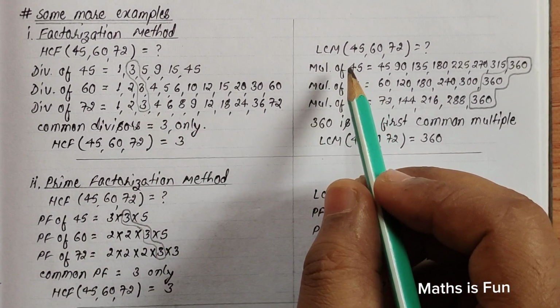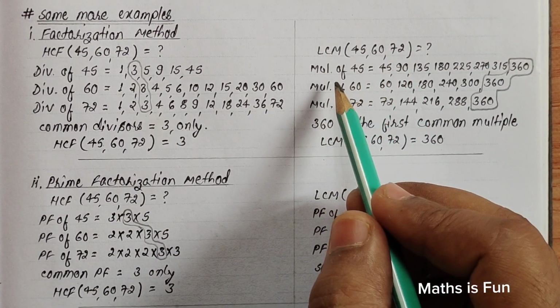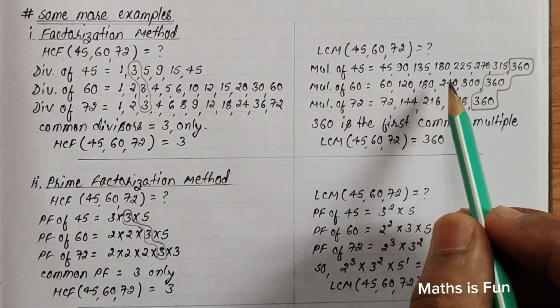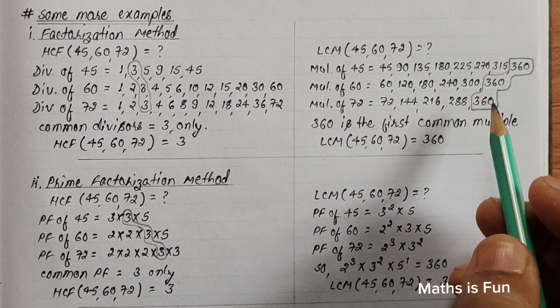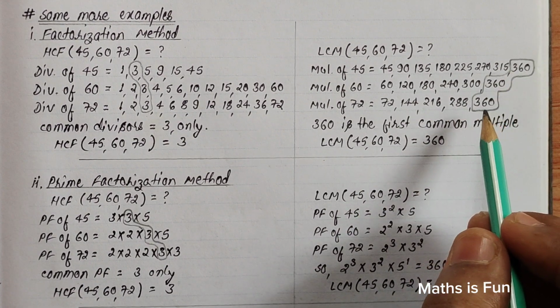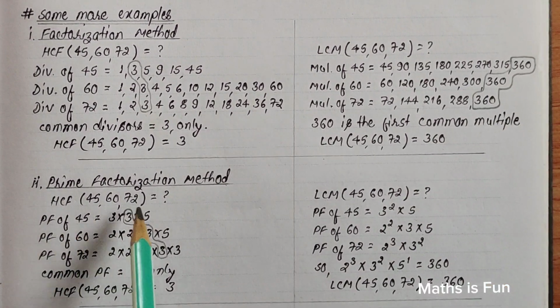Then we'll go to the LCM of 45, 60 and 72. In this case, we'll write out the multiples of 45, 60 and 72. You can see there are several multiples of each of these numbers, but the first common multiple is 360. So our LCM of 45, 60 and 72 is 360. Then we'll move to the prime factorization method.